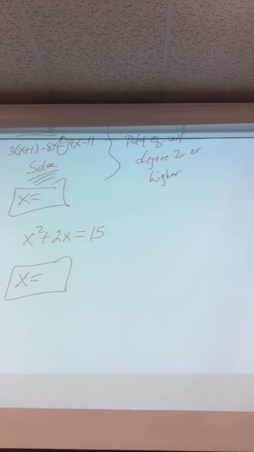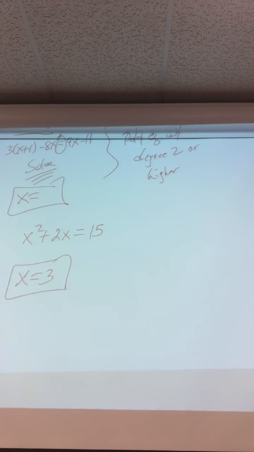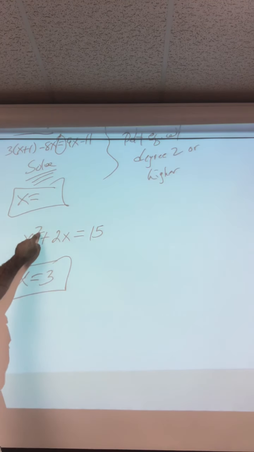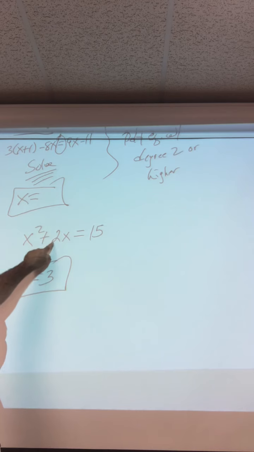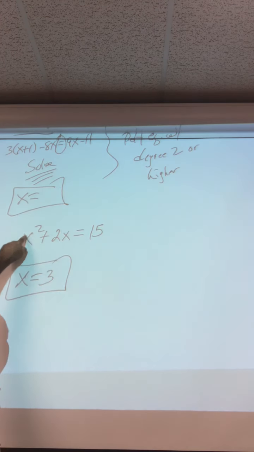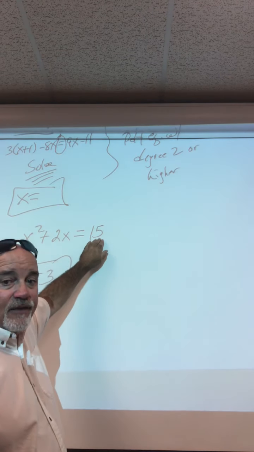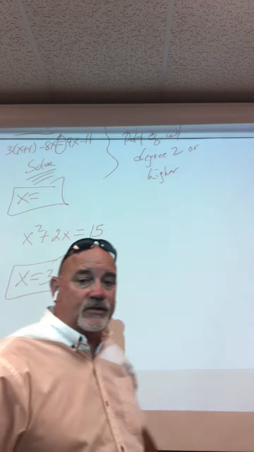Now, before I get to that, let me just show you what the answer to this is. You don't have to write this down. The answer is 3. Now, let me show you that the answer is 3. Let x be 3. What's 3 squared? 9. Plus, what's 2 times 3? 6. What is 9 plus 6? 15. So see, that answer works.